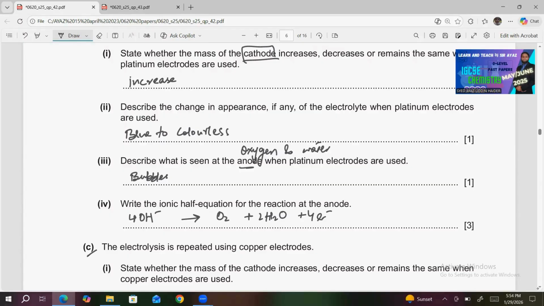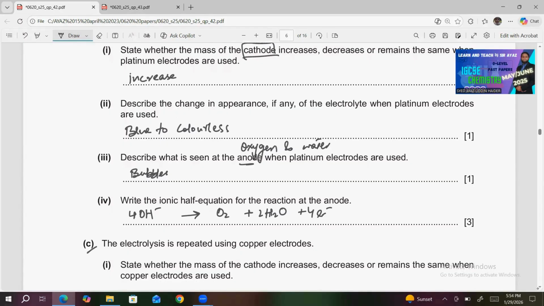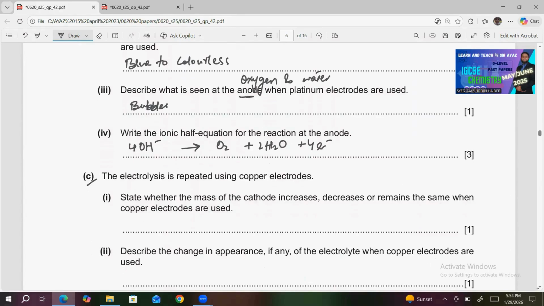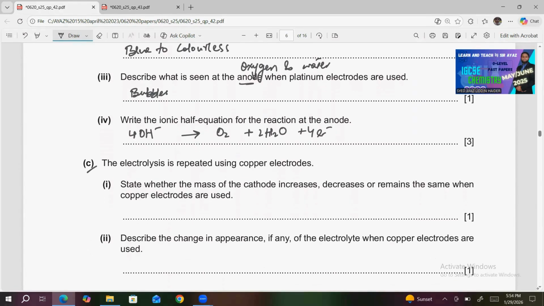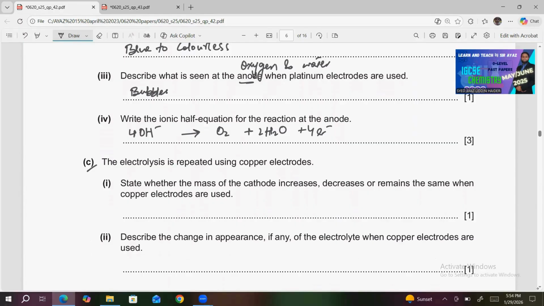C. The electrolysis is repeated using copper electrodes. State whether the mass of the cathode increases, decreases, or remains the same when copper electrodes are used. Now, if you use the copper electrodes, again, the mass of the cathode will increase because copper will deposit at the cathode. So you will write increases.